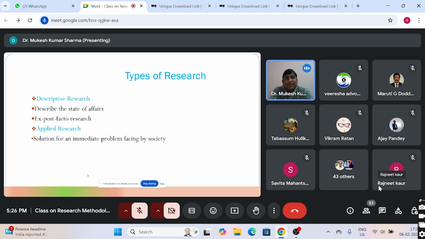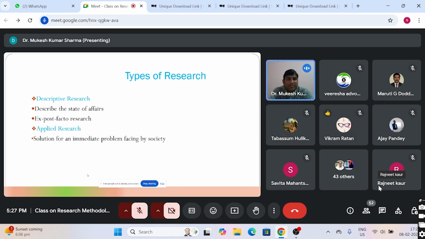Survey is descriptive research. Whatever happened in society, you take a survey, and on the basis of the survey, you analyze the data and give a report to the nation that this is the result. That is called descriptive research. Is it clear? Yes, sir. And descriptive research is also known as ex post facto research.